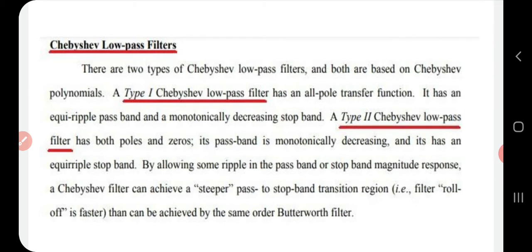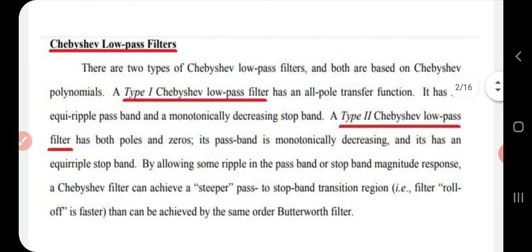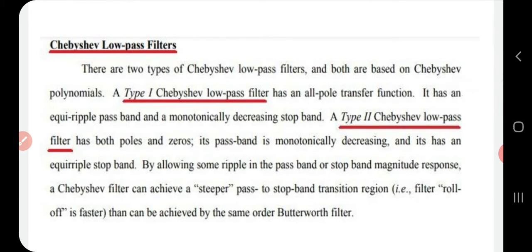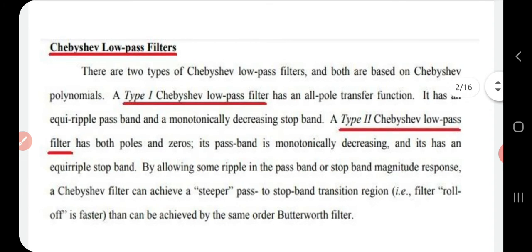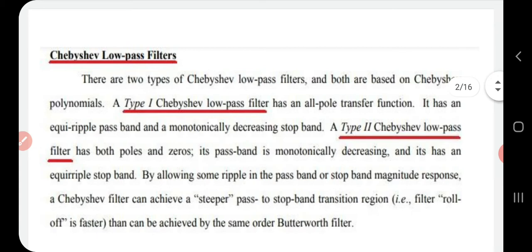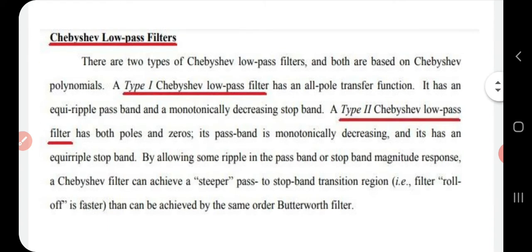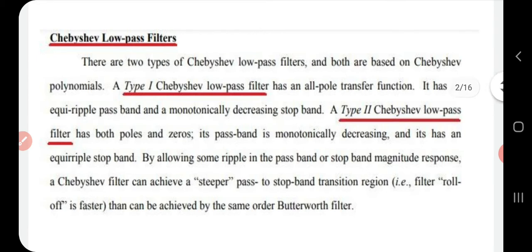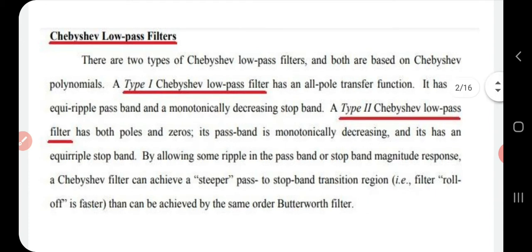Whereas in the case of type 2 Chebyshev filters, they have got both poles and zeros. At the same time, their pass band is monotonically decreasing, whereas the stop band has ripples, just the reverse of type 1. Okay, so their characteristics are just the opposite. Okay, so type 1 they have ripples in pass band, whereas stop band is drastically decreasing. In type 2 just the reverse, that is stop band has ripples, whereas the pass band is drastically decreasing. And type 1 has got only poles, whereas type 2 has got both poles and zeros.